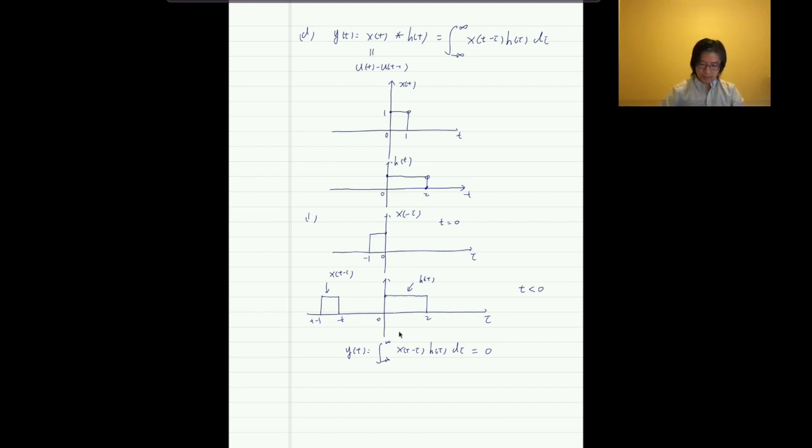Then the next step is that we keep increasing our t. When t is 0, it becomes x of negative tau. In this case, this and this will just touch. So we need to consider a little bit more. Let's consider this case. Maybe now I need to use another color to make it more clear. Let's consider something like this. So this is our x of t minus tau. The boundary points here again are t, and here is t minus 1.